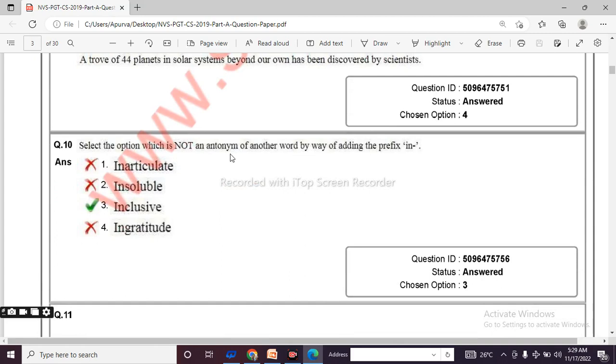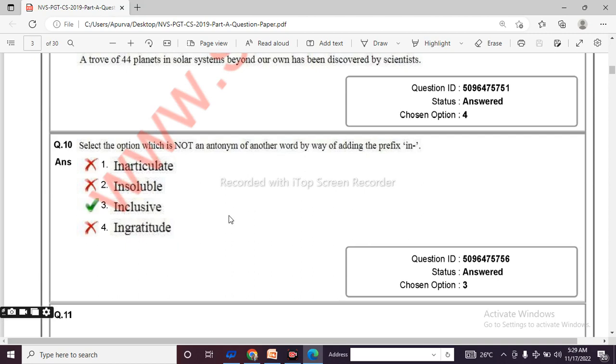Select the option which is not an antonym of another word by way of adding the prefix in. Inclusive. Select the option which is not an antonym of another word. So the answer will be inclusive.